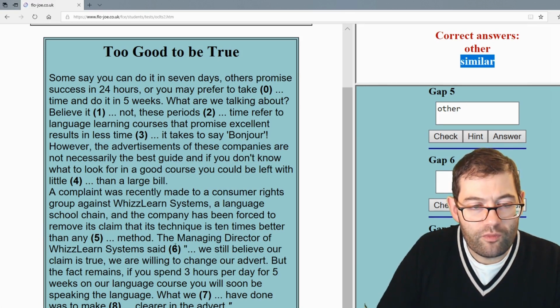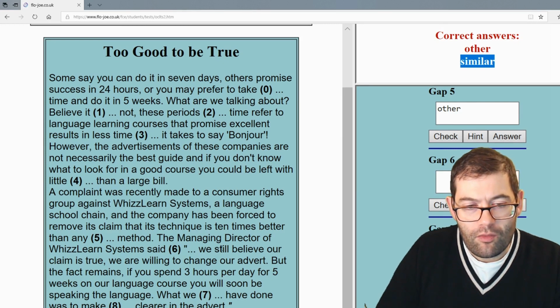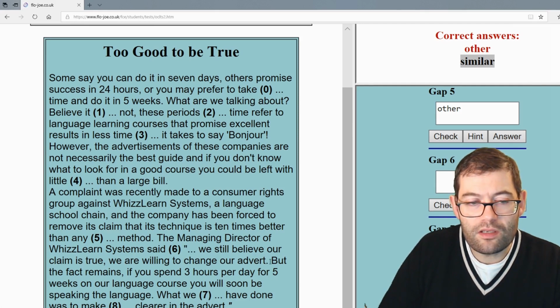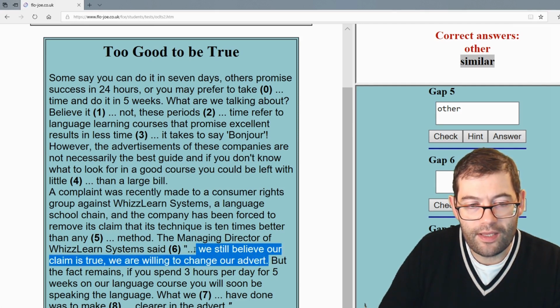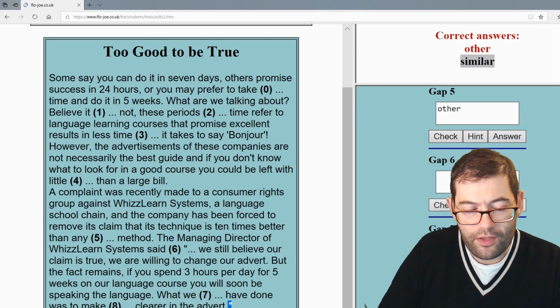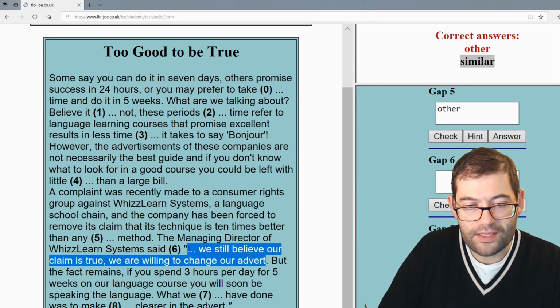The managing director of WizLearn System said, and then the quotation begins, and this is important, something we still believe our claim is true, we are willing to change our advert. And we're just going to concentrate on this part. I think we're missing the... Oh no, we're not. The quotation finishes down here. Sorry, I thought we were missing the quotation marks to close the quote. But the quotation finishes down here. So let's concentrate on this part of the sentence.